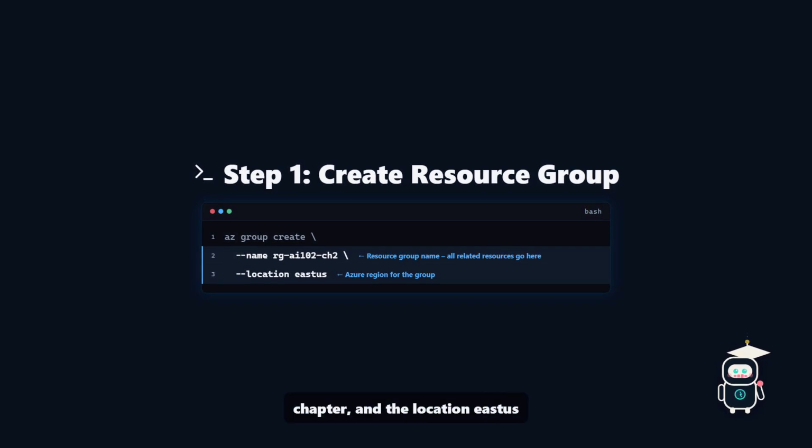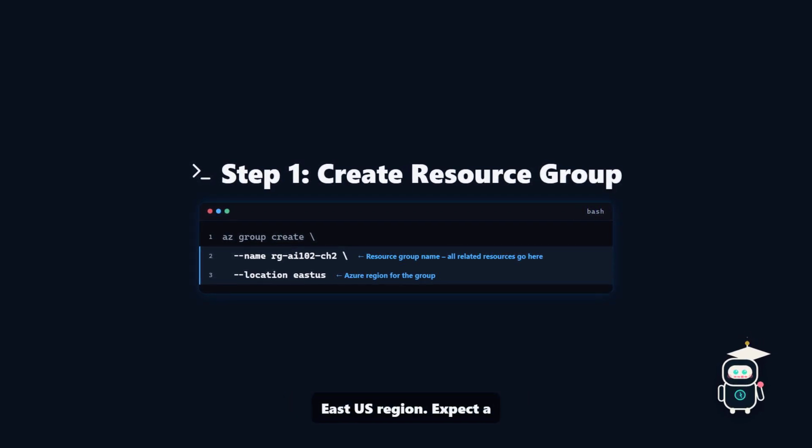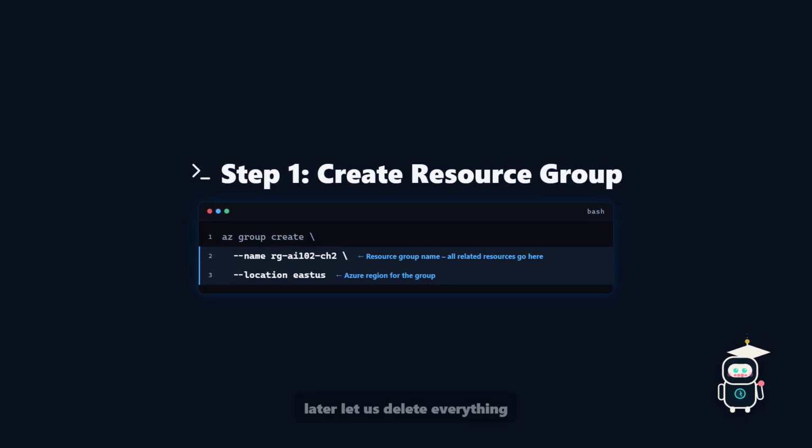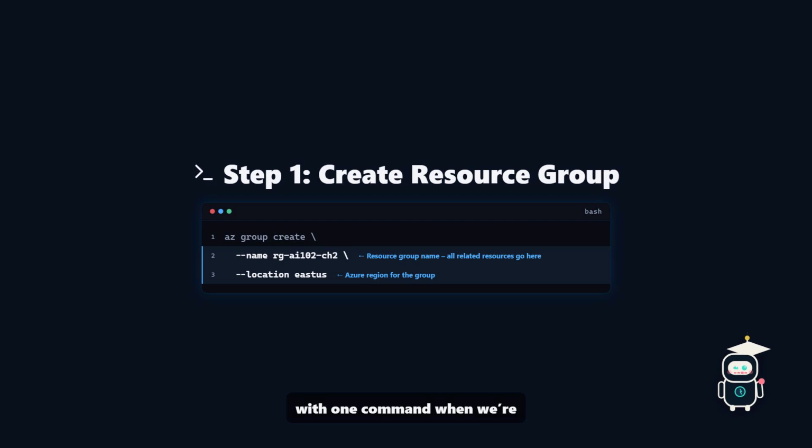The name RGAI102CA2 ties it to this chapter, and the location eastus places the metadata in the East US region. Expect a JSON output with provisioning state succeeded. That's your green light. This single container will later let us delete everything with one command when we're done.